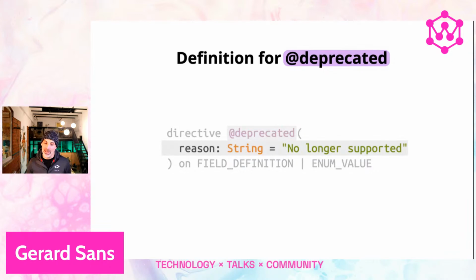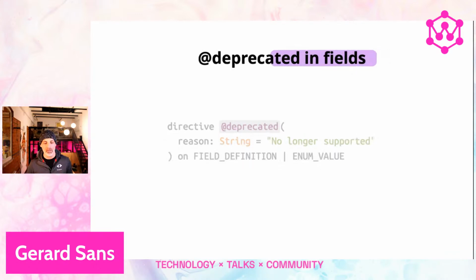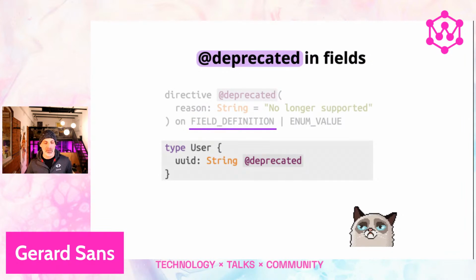One thing that I didn't mention is that we have a reason argument, and this is using a default message, which is "no longer supported." So you can actually deprecate fields in your schema, and then this will inform the clients. So this is pretty cool. If we look at some examples, it will be used like this.